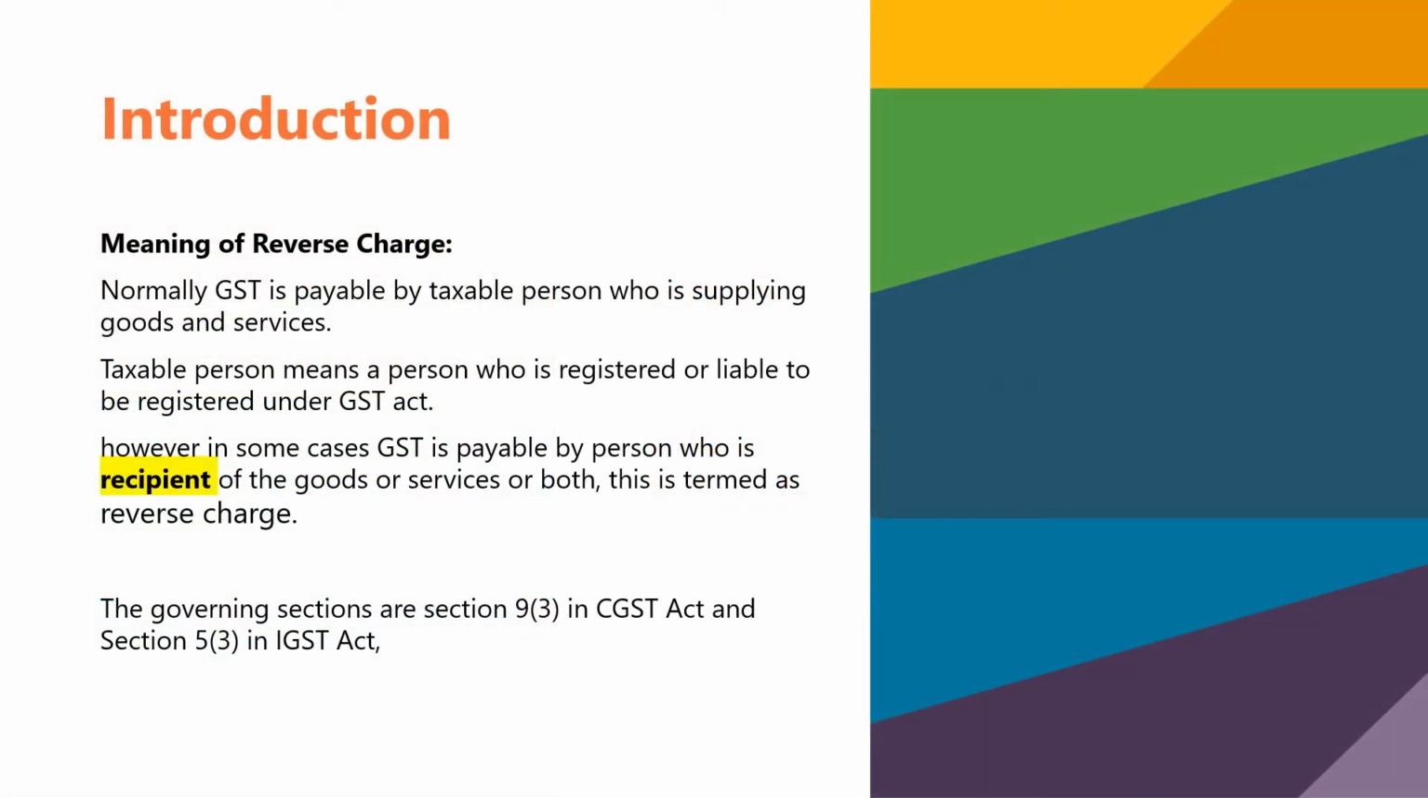So, what is the meaning of reverse charge mechanism? Normally, GST is payable by taxable person who supplies goods and services. Taxable person means a person who is registered or liable to be registered under GST Act. However, in some cases, GST is payable by person who is the recipient of goods or services. So, this is the key point here.